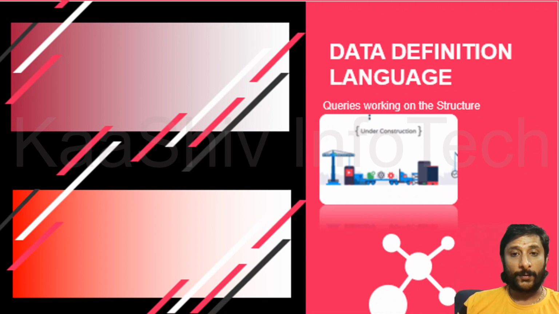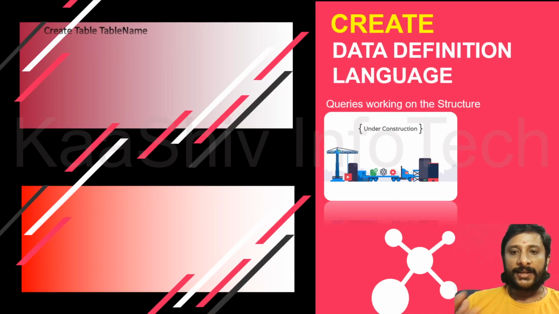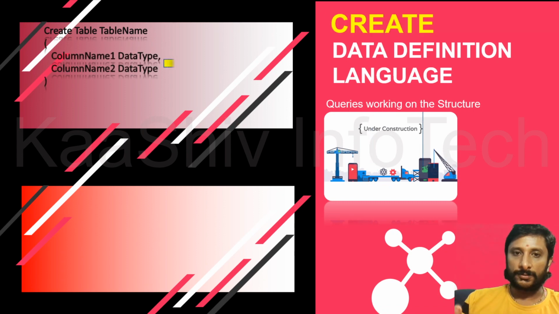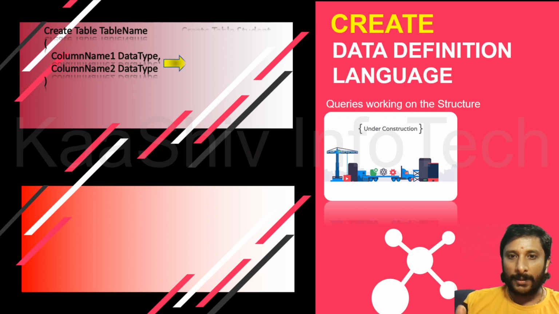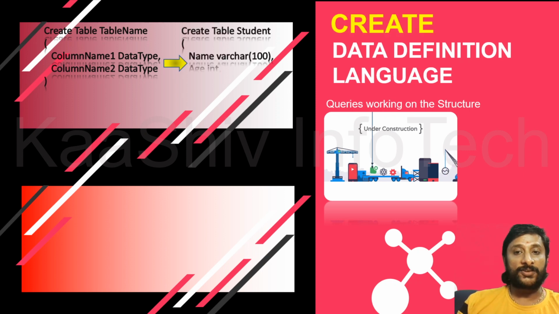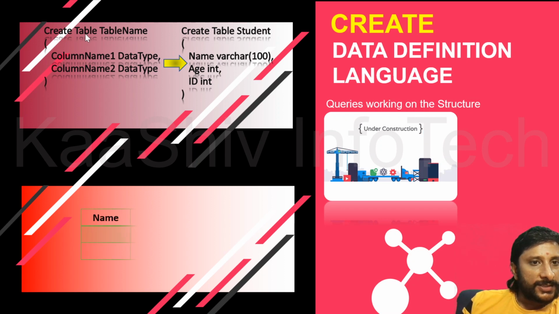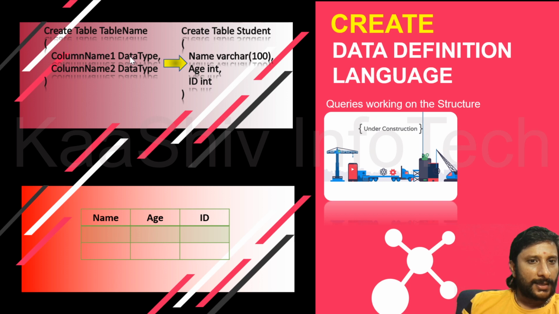Let's talk about the data definition language. Data definition language is about creating the structure, like creating a table. For example, you can say create table name, then the column you want and its data type, with a comma separator. So this is an example.